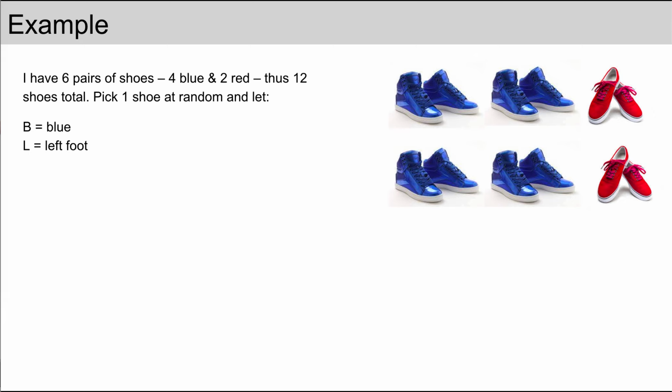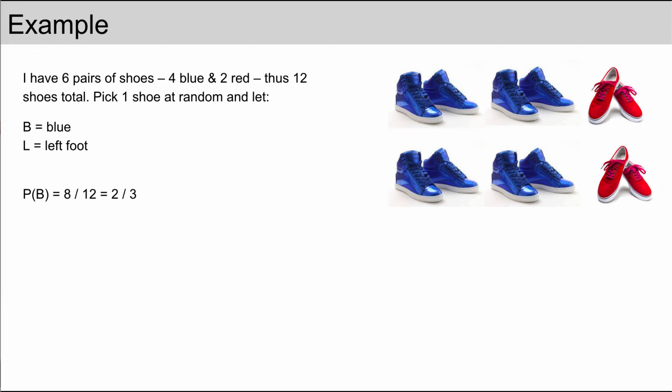Consider an example. Suppose I have 6 pairs of shoes, 4 blue and 2 red. Thus I have 12 shoes total. Then suppose I pick one shoe at random and let B be the event that it's blue and L be the event that it goes on the left foot. Then since 8 of the 12 shoes are blue, the probability that I get a blue shoe is 2/3.